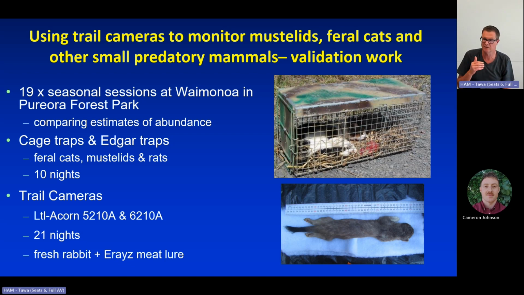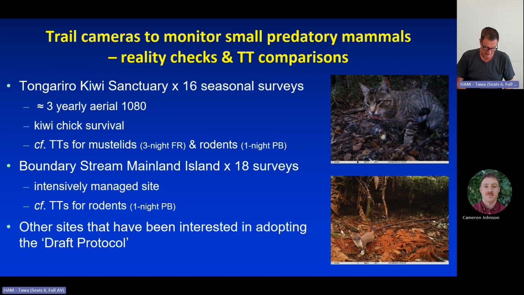The idea being that if the live trapping index and the trail camera index tell us the same story, if they're positively correlated, it means it's probably working well. But that's not the only part of it. The folks at Tongariro Kiwi Sanctuary and the Boundary Stream Mainland Island in Hawke's Bay have agreed to help me out with this.